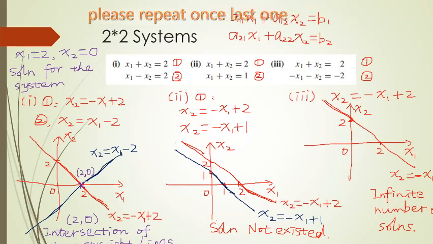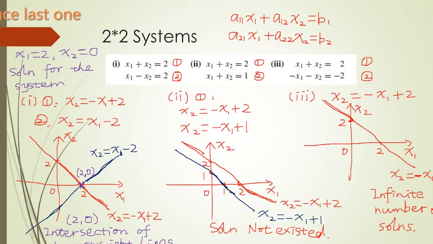For the last equation, number 3, those two are the same, so we only have one equation, x1 plus x2 equals 2. Then we are going to have an infinite number of solutions which satisfy this equation, right? So that is the 2 by 2 system, okay?